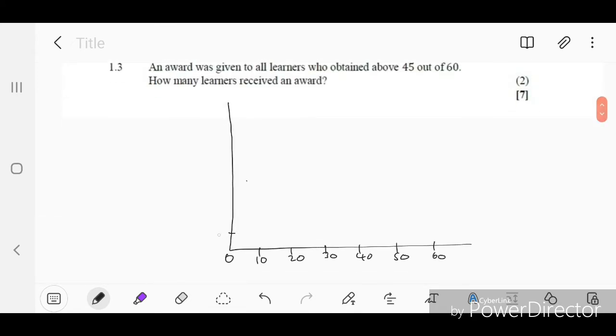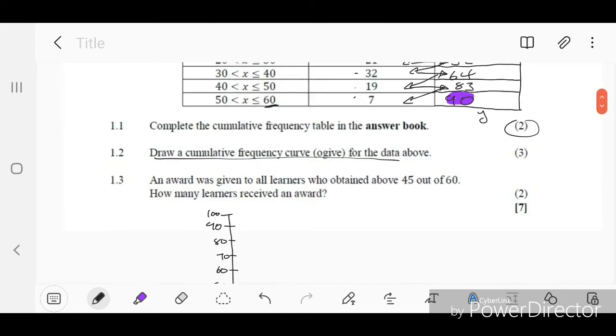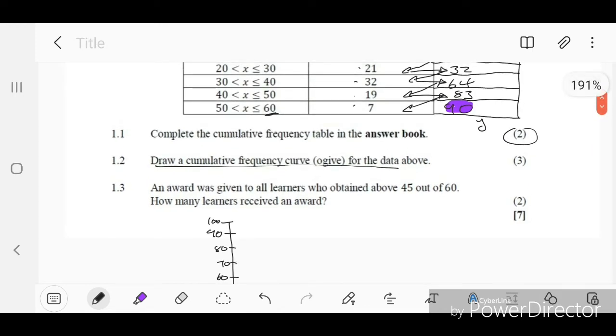So this is going to be 10, 20, 30, 40, 50, 60, 70, 80, 90. Why do I write this? 90 and 100. So usually they'll give you a nicely plotted diagram where you can just connect your dots.